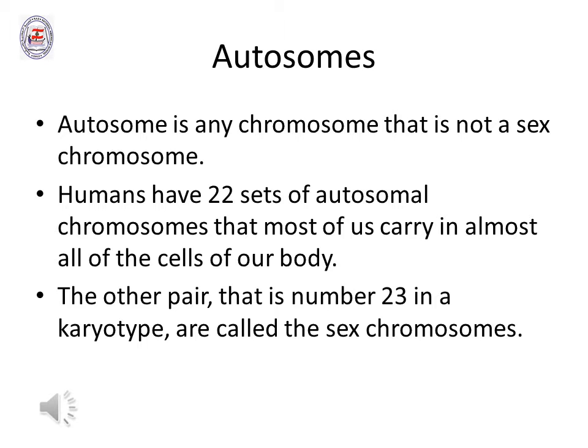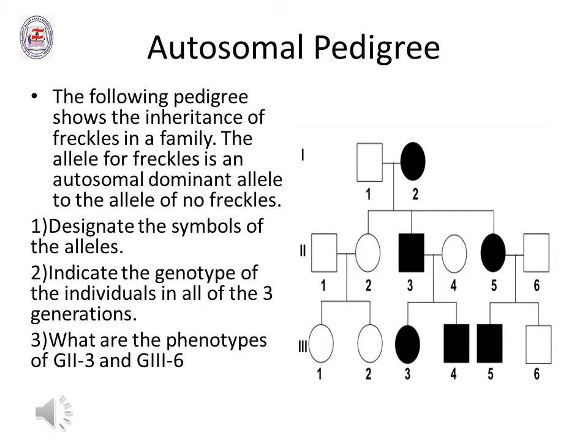Humans have 22 sets of autosomal chromosomes that most of us carry in almost all of the cells of our body. The other pair, that is number 23 in a karyotype, are called the sex chromosomes. Also, in the previous video, we have discussed the X-linked pedigree. Here, we will discuss the autosomal pedigree.